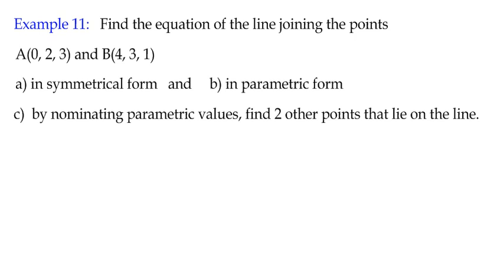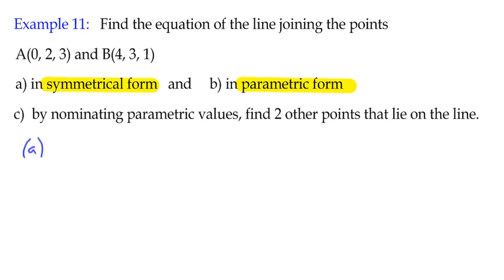It says find the equation of the line joining 2 points. So we've got point A and we've got point B, and we're going to find out first of all the equation of the line in symmetric form, or symmetrical form, and we're going to then express it in parametric form just by doing a bit of algebraic rearranging, and then we're going to do something a little bit different. We're actually going to find some other points that lie on the line, just arbitrary points based on values that we choose. Okay, so we'll come to that shortly, but let's have a look at part A and B.